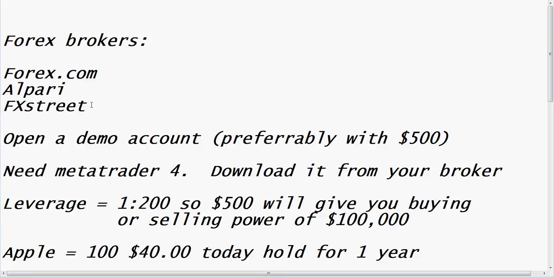When you open that demo account, they'll ask you for some basic information. They'll also ask you how much you want to open the account with. You can tell them to open the account with $500. I will not tell anybody to do a $10,000 demo account.